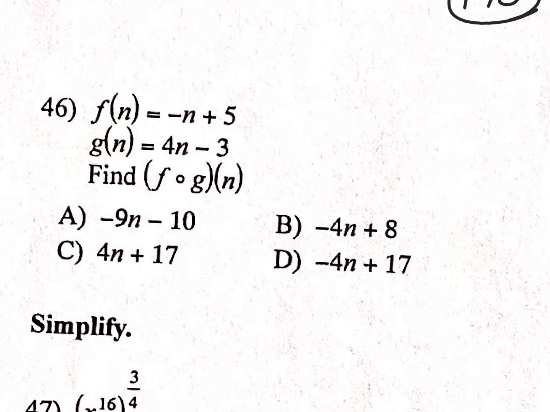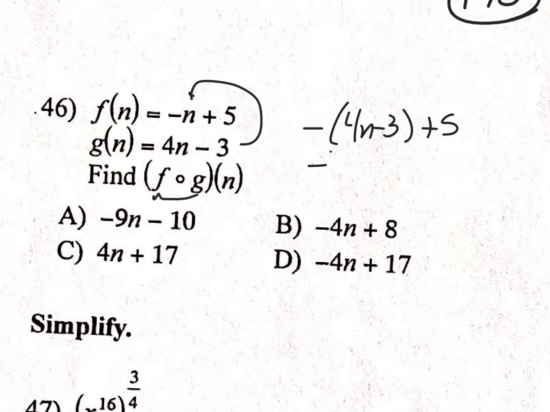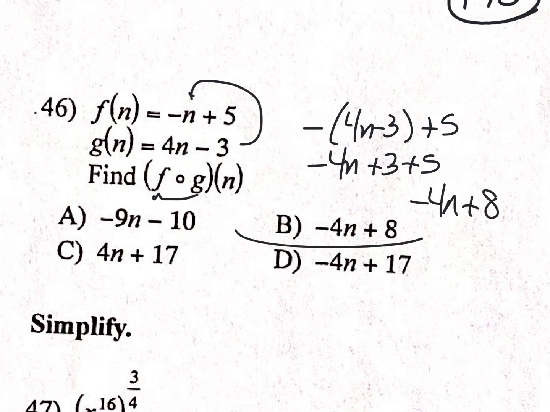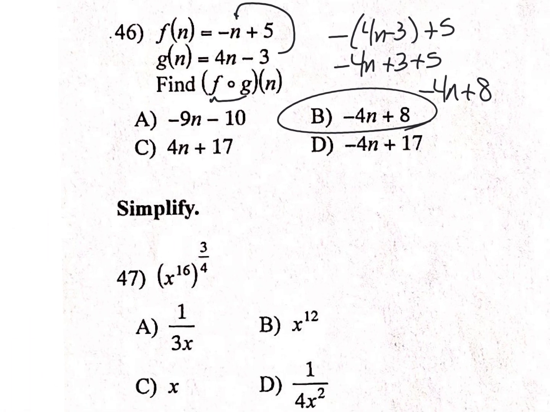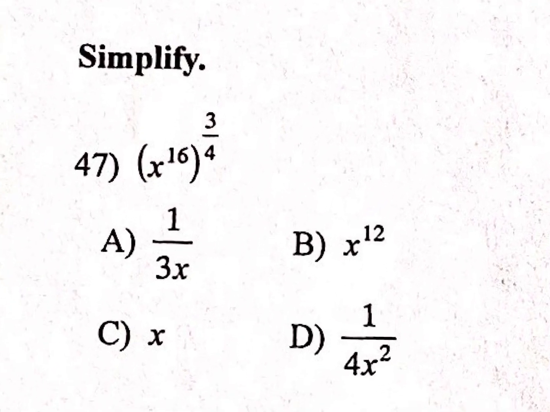46. Same kind of deal. It says find f of g of n. Again, I'm going to take function g and plug it into function f right there. So it's going to look like this, -4n minus 3 plus 5. That negative sign is going to change the signs, make it -4n plus 3 plus 5. Add your 3 and 5 and you get 8. It is B.